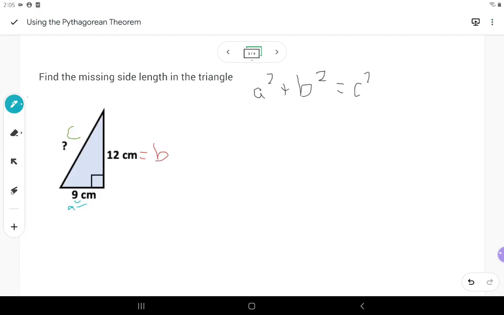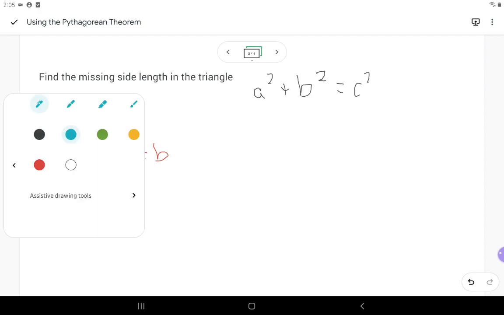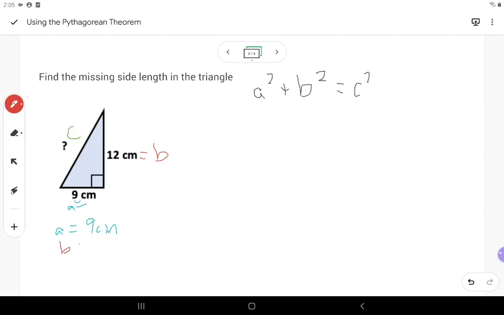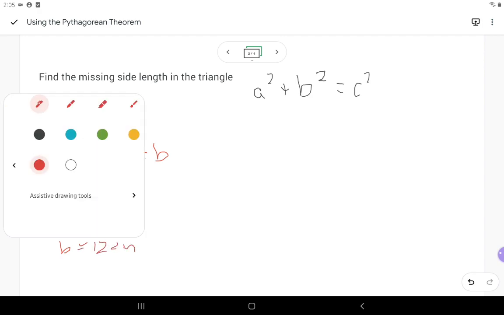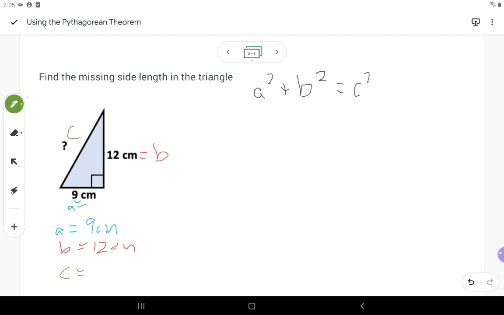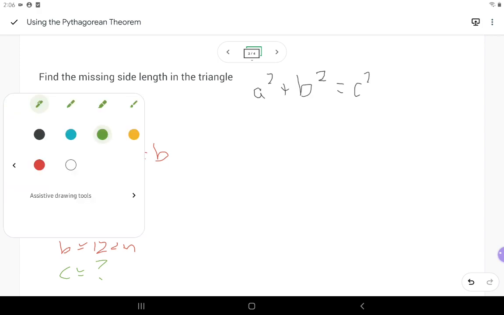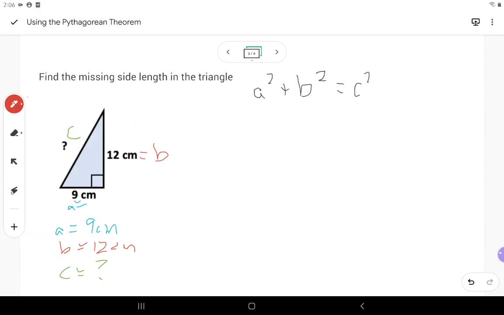So now I know that a is 9 centimeters, b is 12 centimeters, and c is some unknown number of centimeters that I don't know yet. Okay, so there's my important information. Now, if you did yours backwards and you called 9 centimeters b and 12 centimeters a, you will still get this question right. You're just going to have a slightly different order than I have.